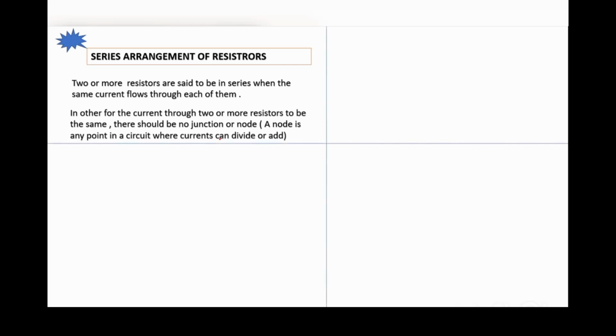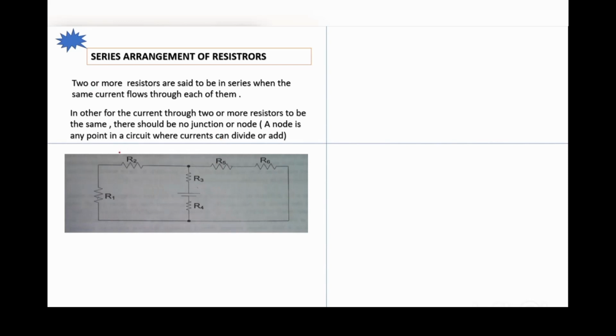So let's take this question. This is a nice question for us to analyze to see which resistors are in series. But note, before you do this, you must divide the current correctly to know where current is flowing through. I told you that current flows from the negative terminal to the positive terminal. So when current passes from here, it gets to this node or junction, and it will divide.